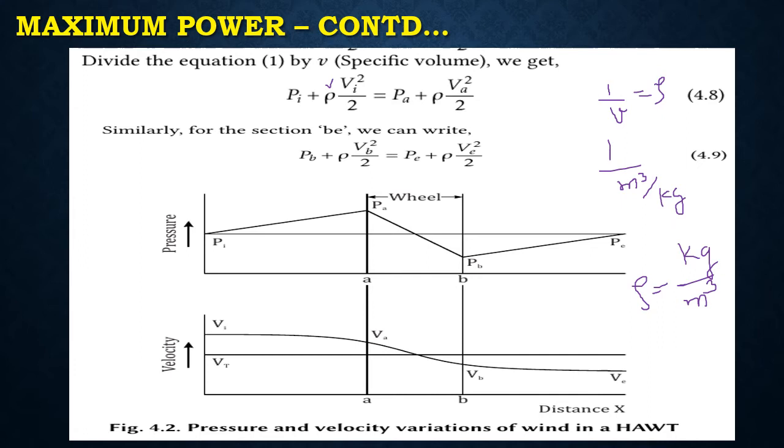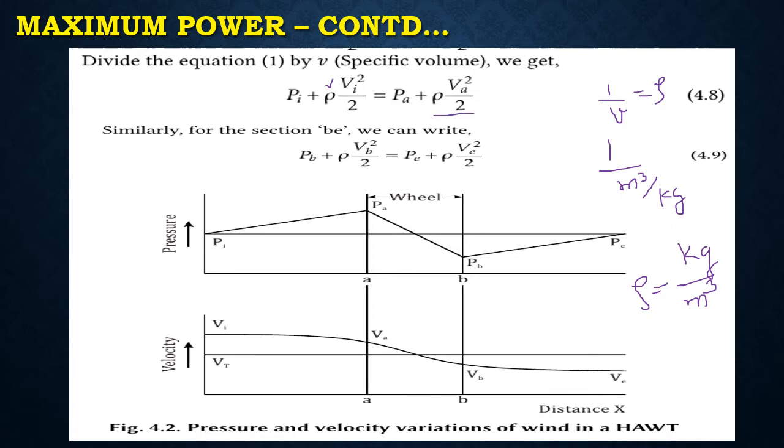The same thing happens on the RHS also. The Pa into v term in the first term of the RHS will vanish, whereas 1 over v is multiplied to the Va square by 2 in the second term of the RHS. That gives 1 over V is equal to rho. So therefore rho into Va square by 2 is taken as the second term.